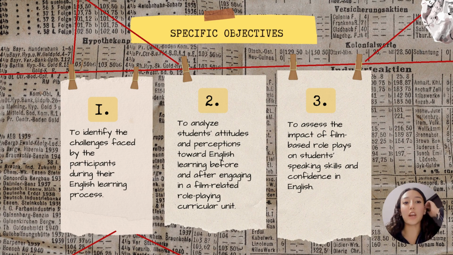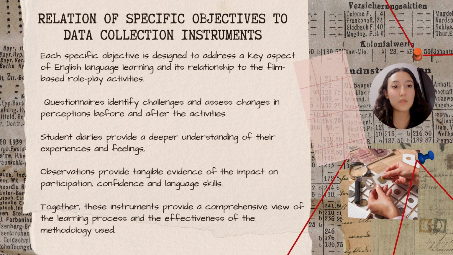Specific objectives. Here we already have three specific objectives. The first one is to identify the challenges faced by the participants during their English learning process. The second one is to analyze students' attitudes and perspectives towards English learning before and after engaging in a film-related role play curriculum unit. And the last one is to assess the impact of film-based role plays on students' speaking skills and confidence in English.